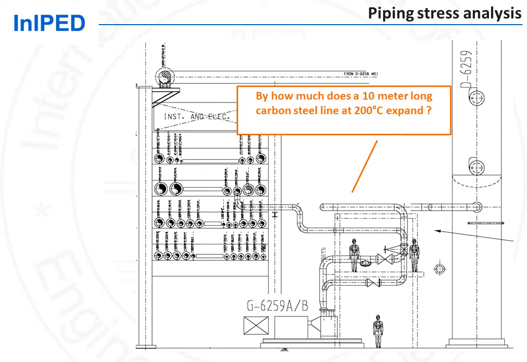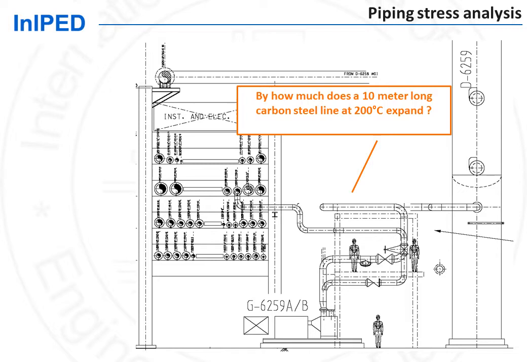Therefore, enough flexibility must be provided in the line so that it will absorb its thermal expansion and not bring excessive efforts on the nozzles of the pump and the equipment. This flexibility is achieved by adding an expansion loop.